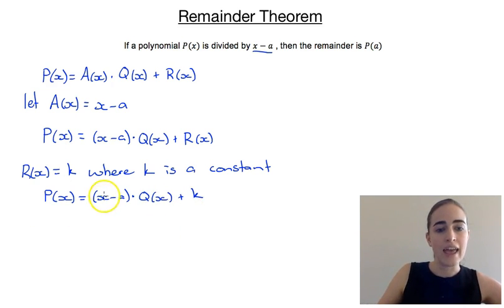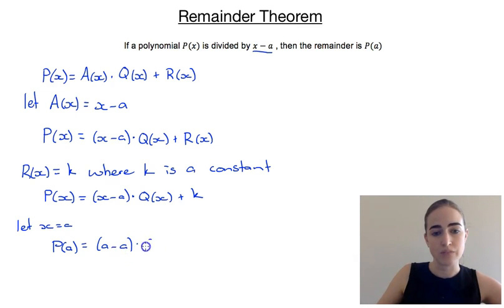Now we're going to let x equal a, which means that we're going to have p of a, so we're replacing all of our x's with a's, equals a minus a times q of a plus k. Now a minus a is just going to give us 0, and 0 times q of a, or 0 times anything, will just give us 0. So all that this is going to leave us with is p of a is equal to k.